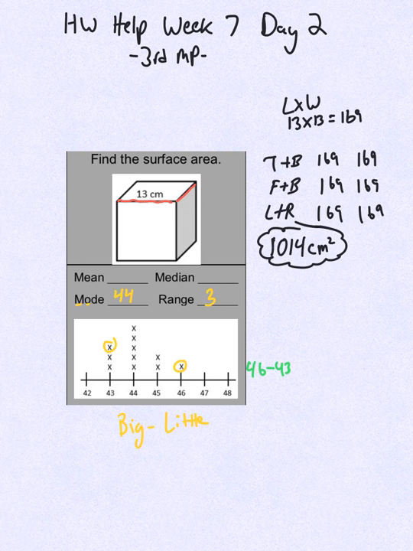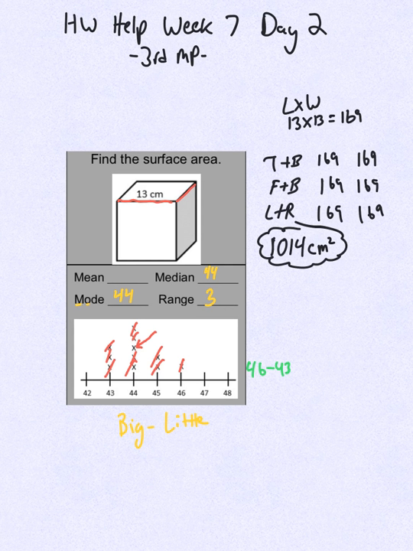Now, the median, remember, is the middle number. So what we're going to do is we are going to cross out little big until we get to the middle. So I have little, big, little, big, little, big, little, big, little, big. There is the middle number. So the median is 44.